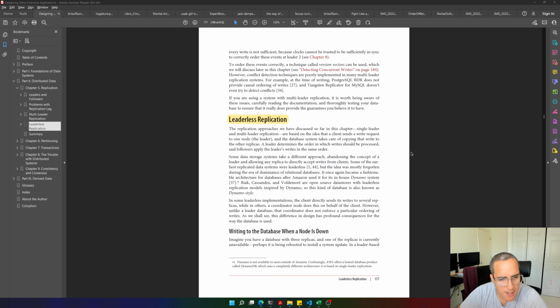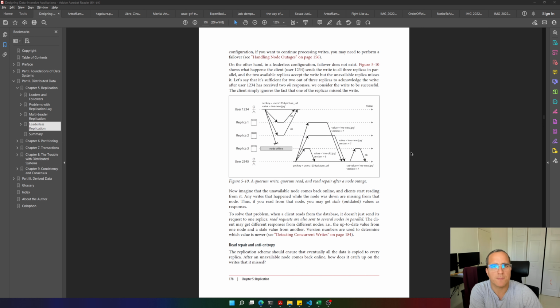Writing to the database when a node is down. Imagine you have a database with 3 replicas, and one of the replicas is currently unavailable, perhaps because it is being rebooted to install a system update. In a leader-based configuration, if you want to continue processing writes, you may need to perform a failover, see handling node outages on page 156. On the other hand, in a leaderless configuration, failover does not exist. Figure 5-10 shows what happened.